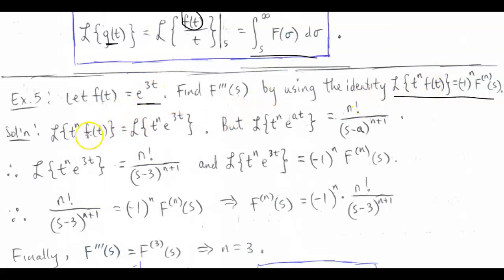So if we do that, we see that our f of t is just going to be e raised to the 3t. And here I'm purposely not putting in the 3 yet. I'm waiting until later to do that. So here we see that in doing this, we know that the Laplace transform of t raised to the n of this is just going to be this situation here. Now, where did this come from? Okay, let's talk about where this came from.